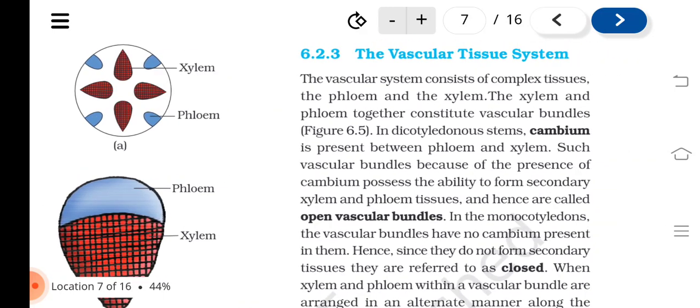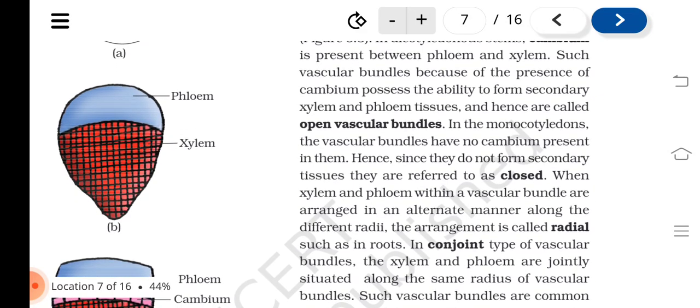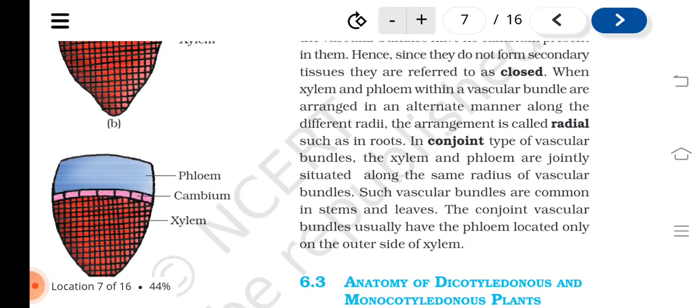In the monocotyledons, the vascular bundles have no cambium present in them. Hence, since they do not form secondary tissues, they are referred to as closed. When xylem and phloem within a vascular bundle are arranged in an alternate manner along the different radii, the arrangement is called radial, such as in roots.